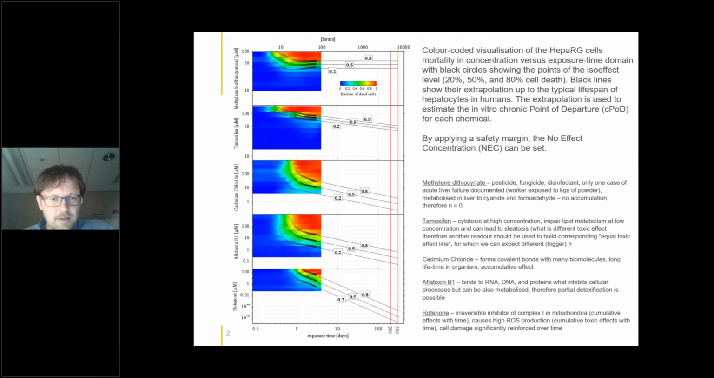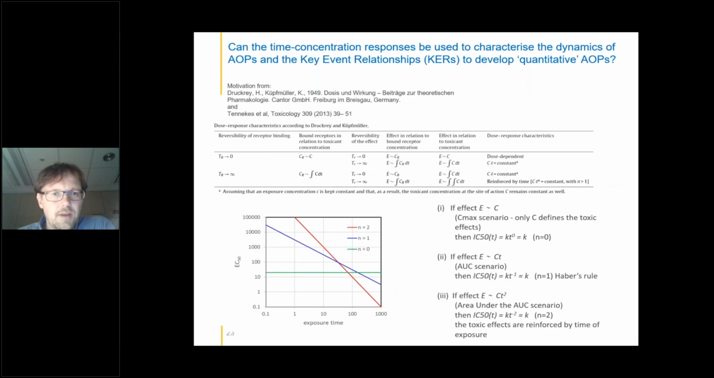So what is behind this behavior? So we have studied further in the literature, and we have found very interesting work which was done quite long ago by Druckrey and Küpfmüller. So in the book entitled Dosis und Wirkung, which is written in German, but many of the most interesting parts have been published by Tennekes in several papers. So here I show just this one, from which comes this very nice and interesting table with some mathematics.